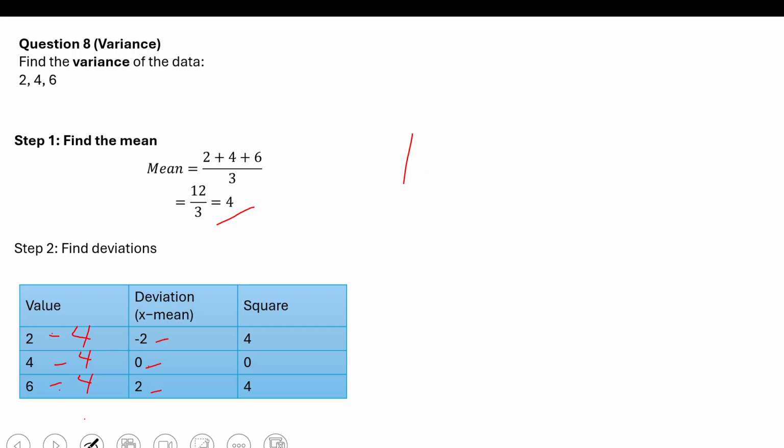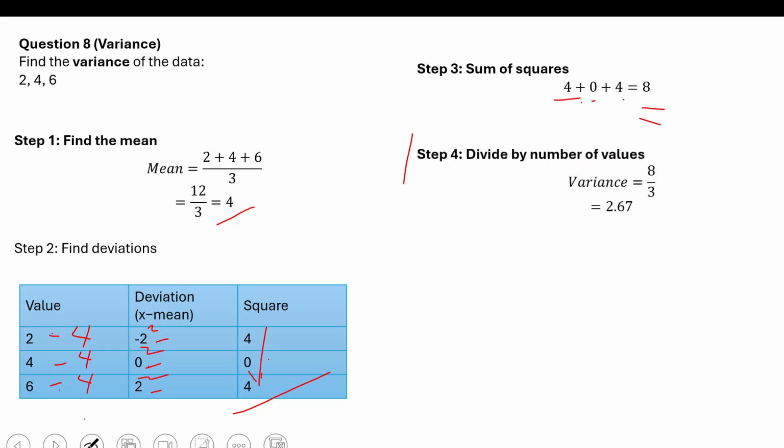So I have to square these deviations. If I square 2, I get 4. If I square 0, I get 0. If I square 2, I get 4. So the next thing I do is to sum the squares. 4 plus 0 plus 4. I sum everything here to give me 8. So having summed the squares, I will now divide that summation by 3. 3 is just the number in the distribution. 1, 2, and 3. All right, so I get 2.67.